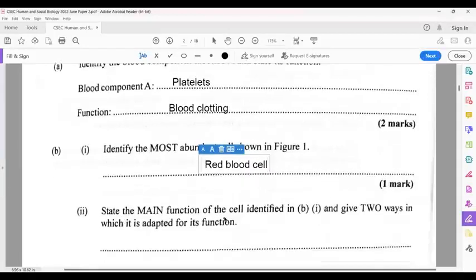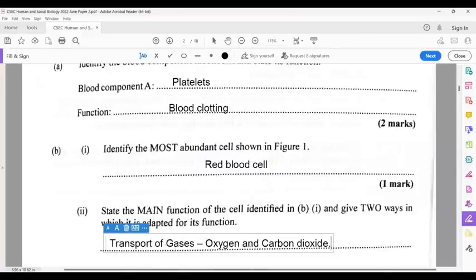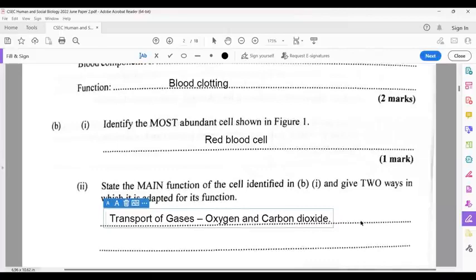State the main function of the cell identified in B1 and give 2 ways in which it is adapted to its function. The cell identified in B1 is identified as red blood cells. What do they do? They transport gases, right? Carbon dioxide and oxygen. Carbon dioxide needs to go to the lungs to be expelled. Oxygen, you need to retrieve it from the lungs to send it around the body.